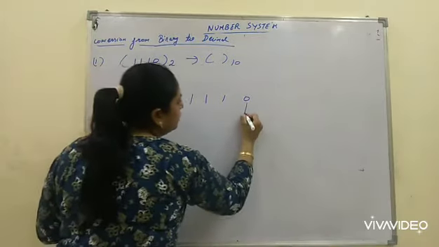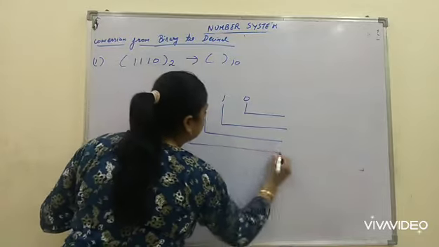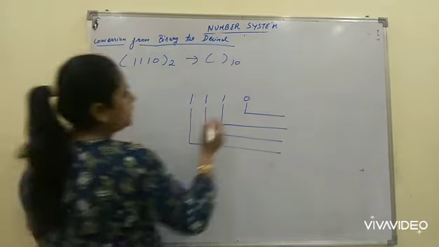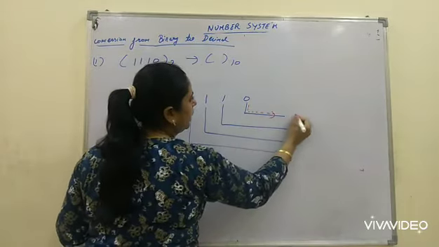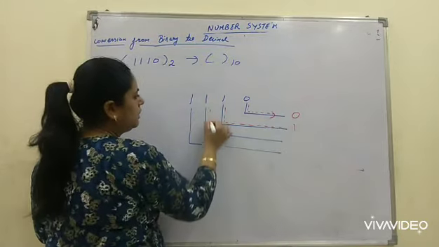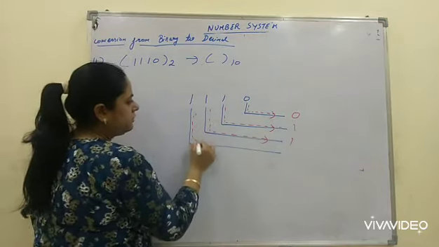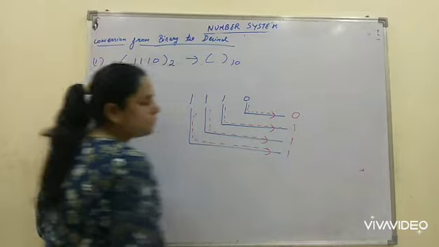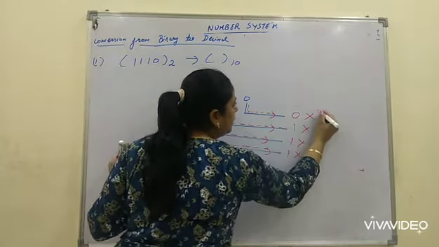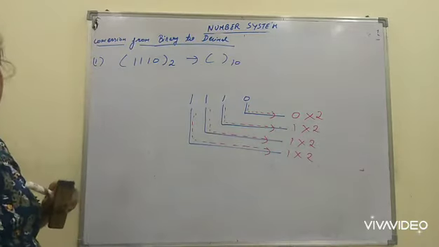Now we'll draw lines like this. I'll tell you why. Because we will assume that 0 will travel from here and it will come here. 1 will travel this line and it will come here. This one will travel and it will come here. This one will travel this line and it will come here. Now we will multiply each digit by 2.